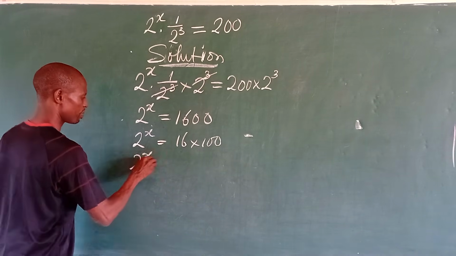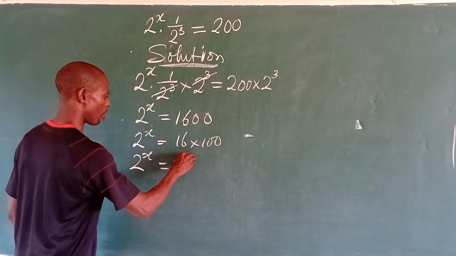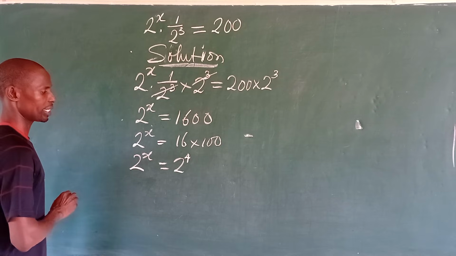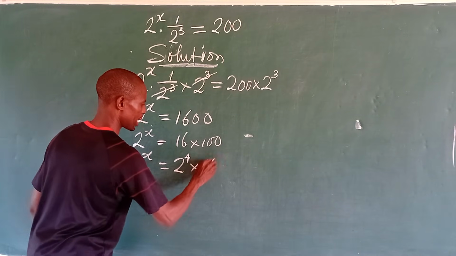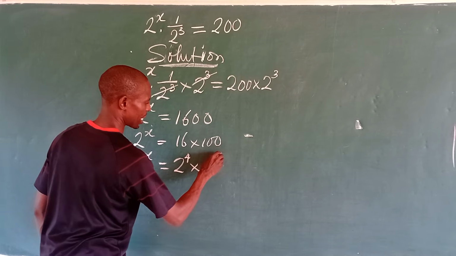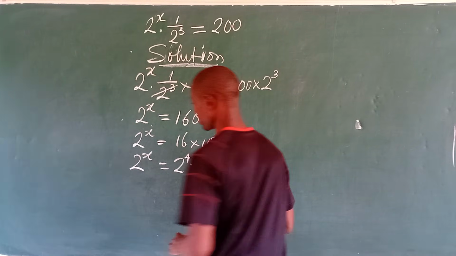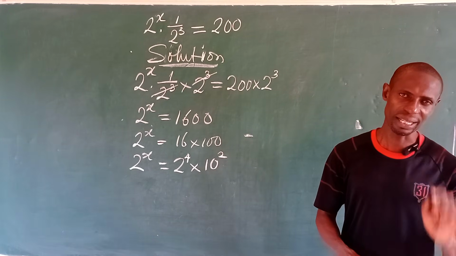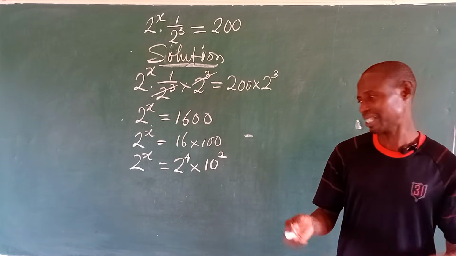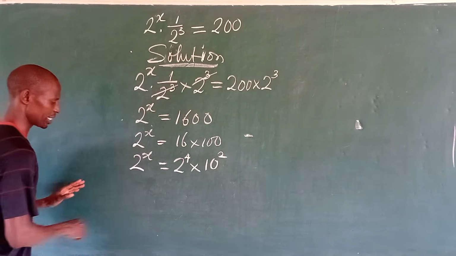So we're going to have 2 to the power of x equals 2 to the power of 4. 16 is the same thing as 2 to the power of 4. Then times 100, which is the same thing as 10 to the power of 2. So what we do at this point is just to log both sides of the equation. So we are taking log to base 10. We can equally use ln, base e, but let's take log to base 10 this time around.